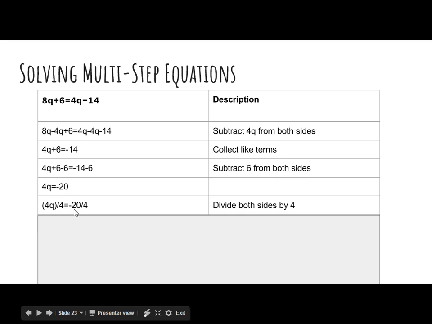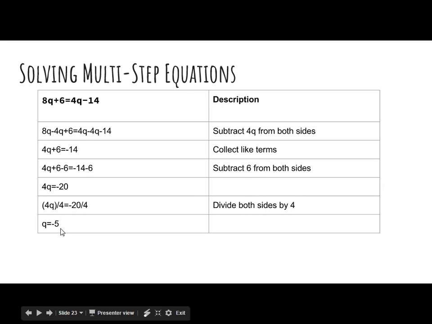This gives me an answer looking like this, and notice that I put them in brackets here because I want you to realize that in 4q divided by 4, the 4 and the q are both attached together, and that the 4q, the whole thing, is being divided by 4. And then I have negative 20 divided by 4. Then I should get an answer of q equal to negative 5.